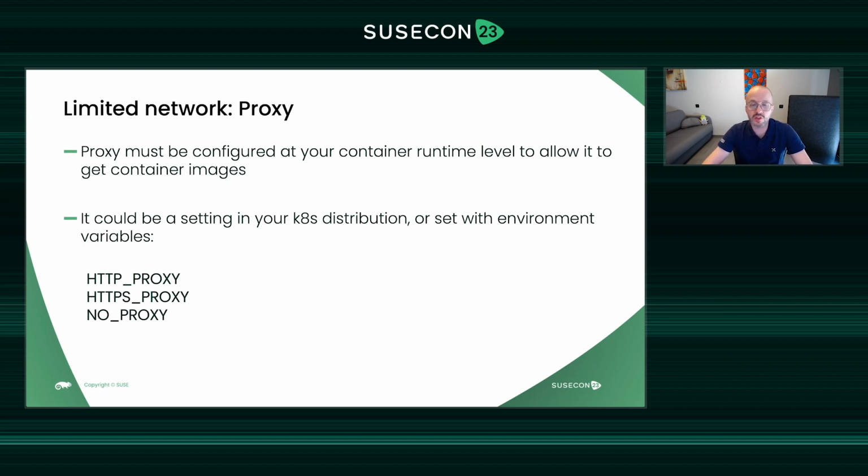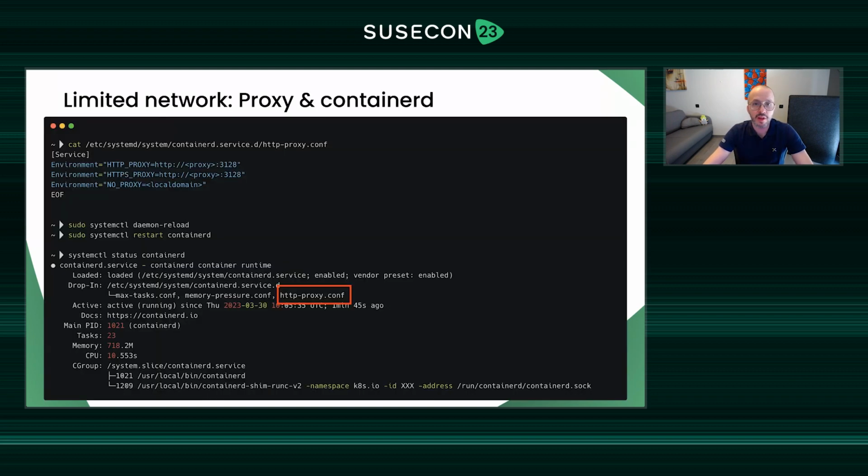Usually, setting the proxy for the runtime, this is just configuring some environment variables. The more common ones are HTTP_proxy, HTTPS_proxy, and no_proxy if you want to avoid using the proxy for some specific destination. If you want to use these environment variables with your runtime, let's take the example with Containerd, the most common runtime today.